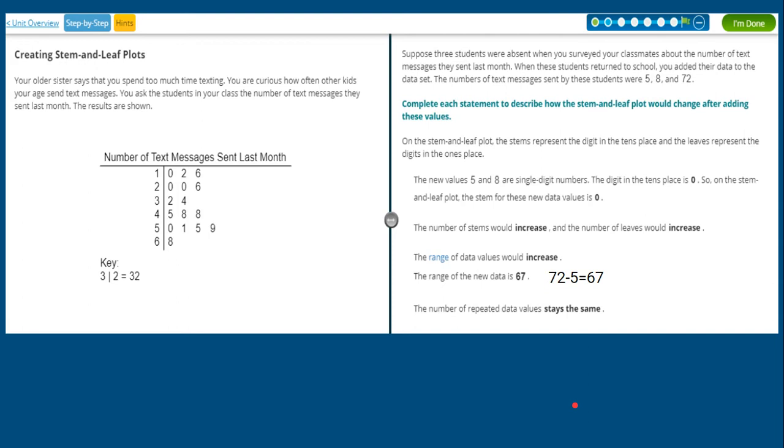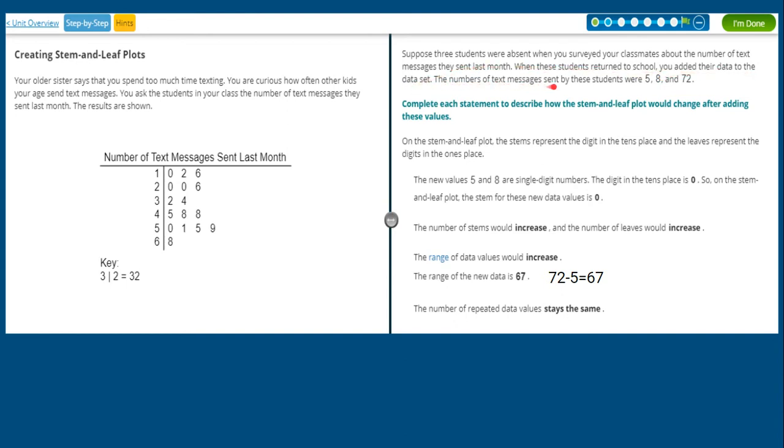It's also saying create the stem and leaf plot. So you can pause the video at any point and read that. I'm not going to read that to you. I'm just going to jump over here and answer the question. Now it says, suppose 3 students were absent when you surveyed your classmates about the number of text messages they sent last week or month. When these students returned to school, you added their data to the data set.